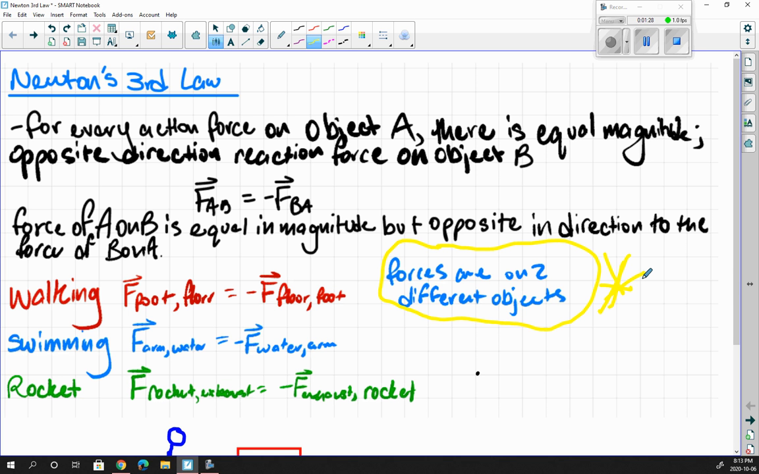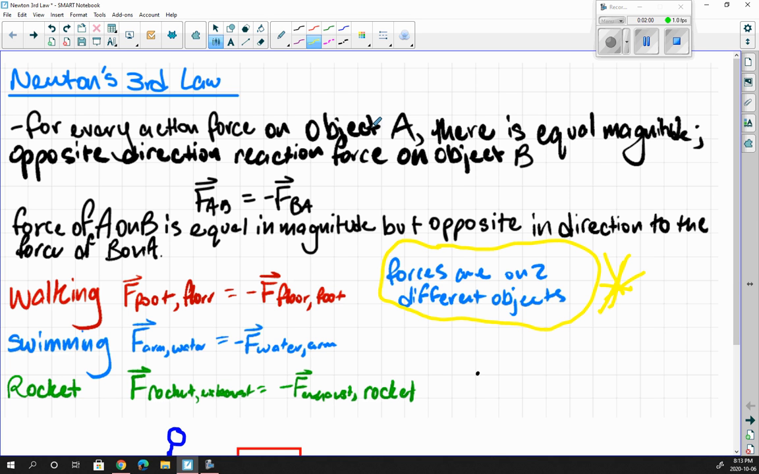Where else have you experienced this? Well, maybe you've gone swimming. Your arm pushes on the water, and the water pushes back on your arm. The forces are the same in magnitude, but opposite in direction. You're pushing the water backward with your arm. The water pushes on the arm, and the arm hopefully is attached to you. The water's pushing on the arm forward. You push backwards on the water, and the water pushes you forward.